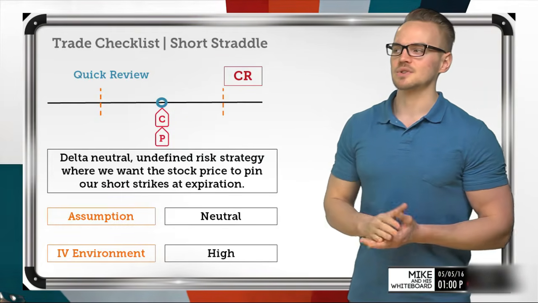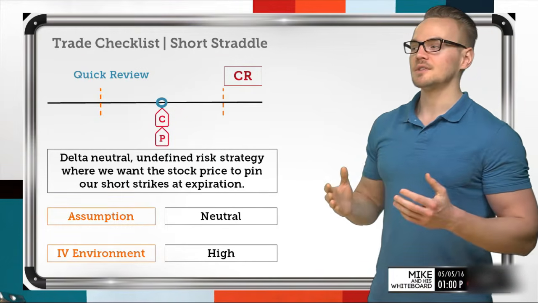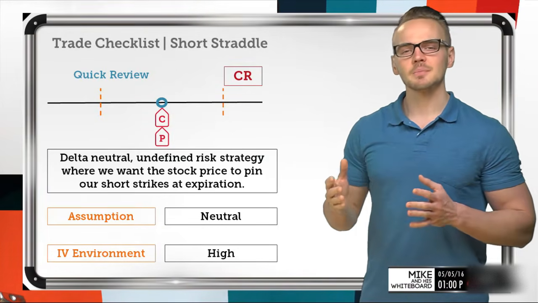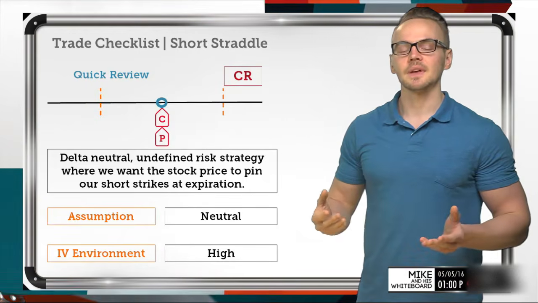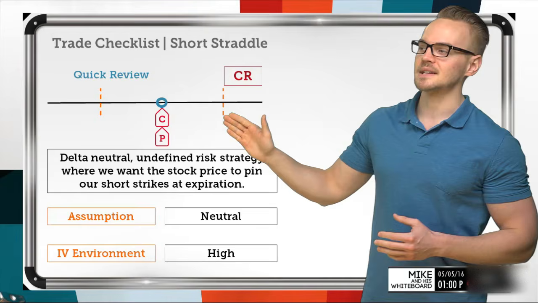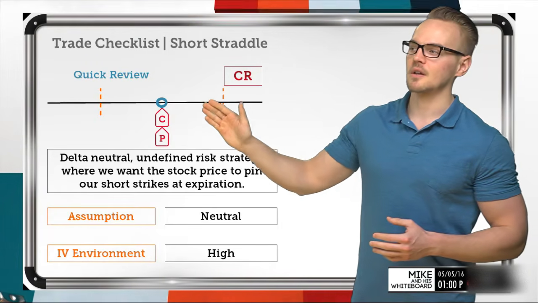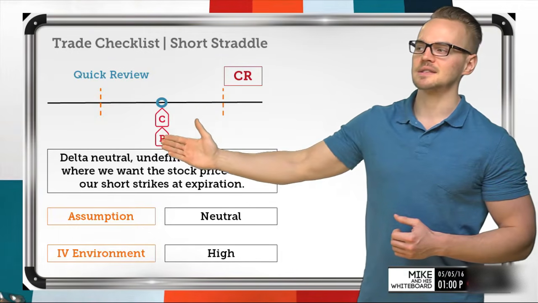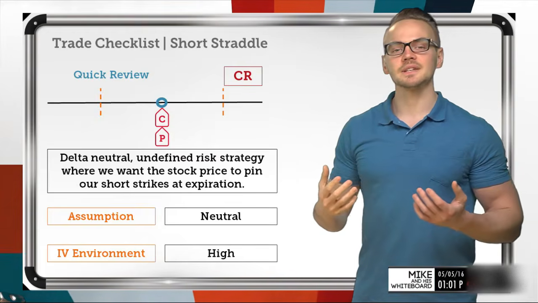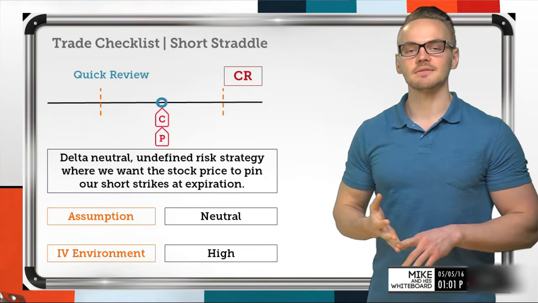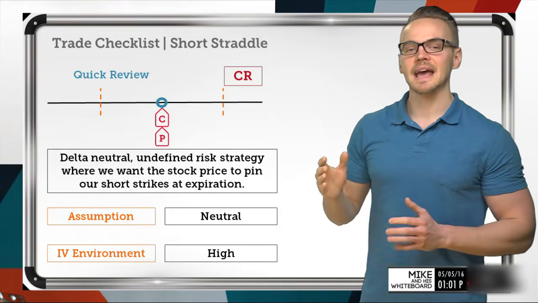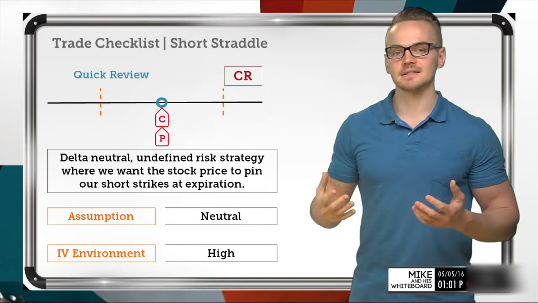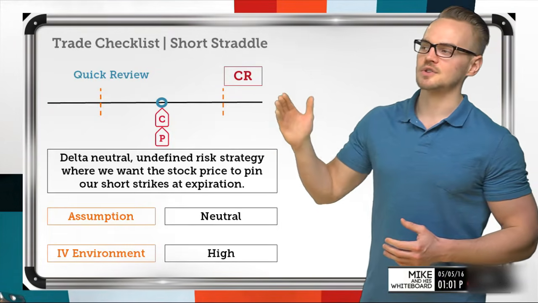A short straddle is basically a delta neutral, undefined risk strategy where we want the stock price to pin our short strikes at expiration. There is a pretty big difference between a straddle and a strangle, in the sense that in a strangle we would have our strikes out here, so I would have my short call maybe somewhere along here and my short put somewhere along here. But since we're selling these options right on the stock price, and as we know, extrinsic value, which is really just time and volatility value, is always going to be highest in the at-the-money options, we're going to be selling these at-the-money options, which just means that we're right at that stock price, and we're going to be collecting a very large credit in doing so.